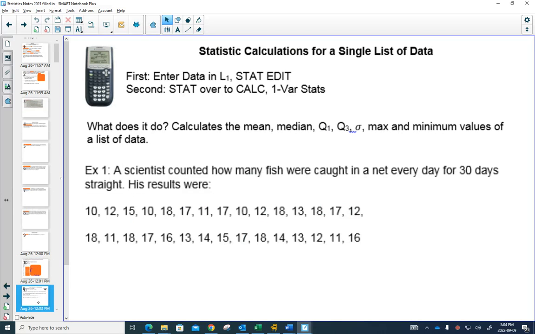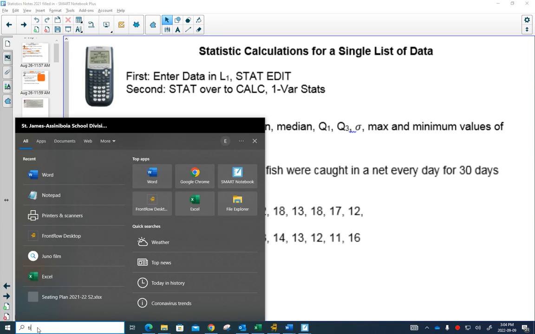So we can create and get some statistics from our calculator. And this is going to be a heavy calculator unit. So we're first going to enter our data into list one. So I'm going to pull up the calculator on the screen as well.